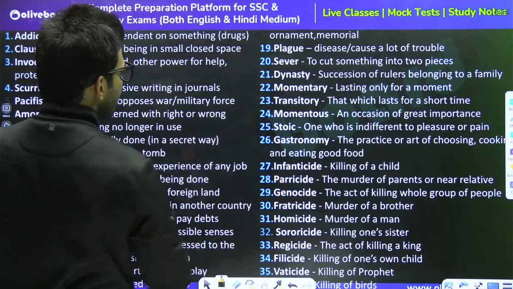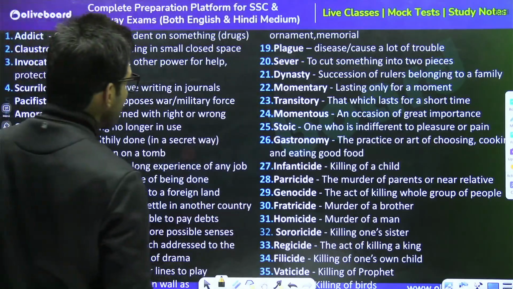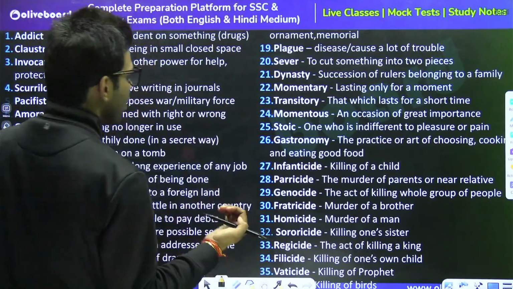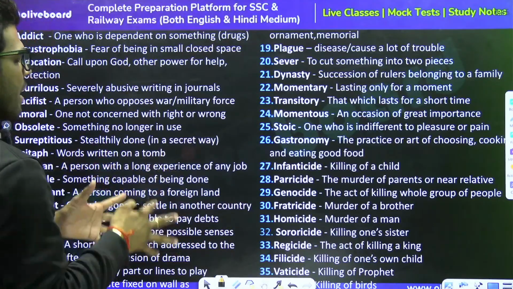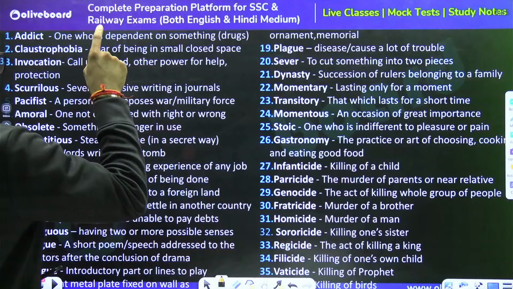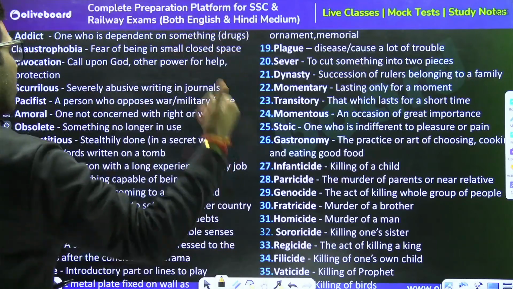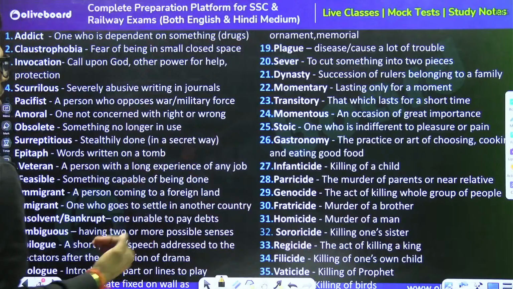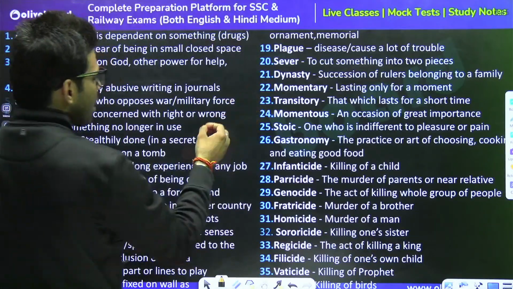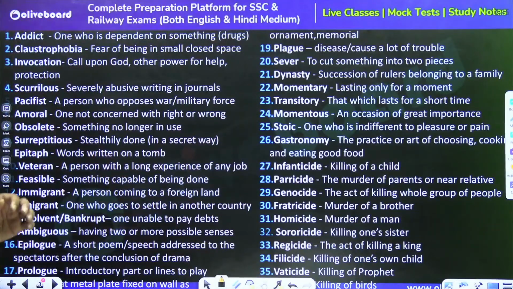Sever is to cut into pieces, sever. Dynasty, we have gone through in history. The Gupta dynasty, the Maurya dynasty, this dynasty and that dynasty: succession of rulers belonging to a family. The one who is a king, his son will be the next king, his son will be the next king, and such. Momentary, something which lasts for a few seconds or for a very short time.